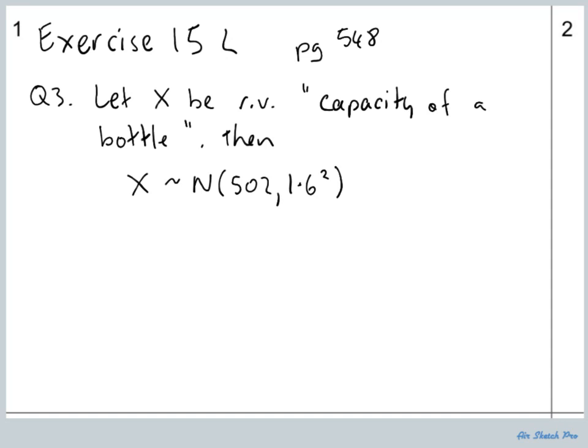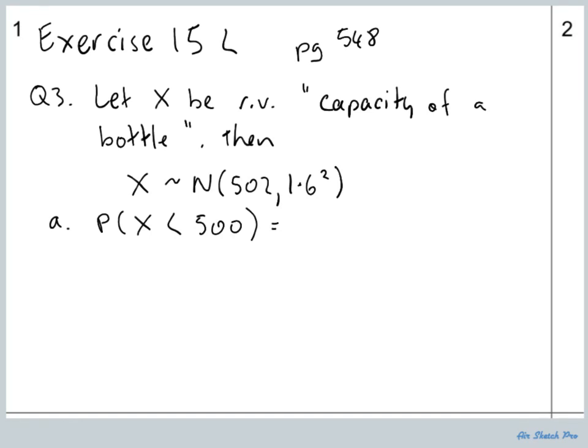Okay, so it says here that the regulations insist that all mineral bottles must have at least 500 mils in it if it claims to have 500 mils. So part A says an inspector randomly selects a bottle of Yummy Cola. What is the probability that it will break the regulations? Well, if the regulations are that it needs to have at least that amount, then we are looking for the probability that X is less than 500, like so, which is a straightforward calculator operation.